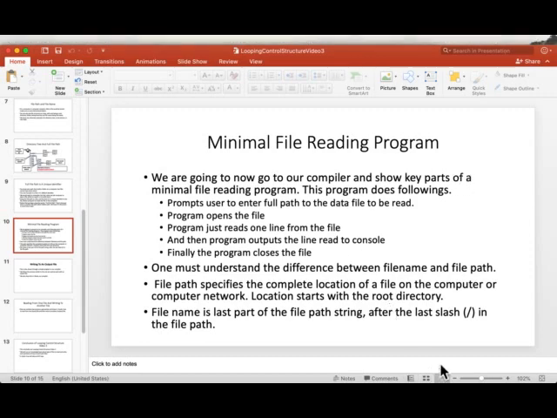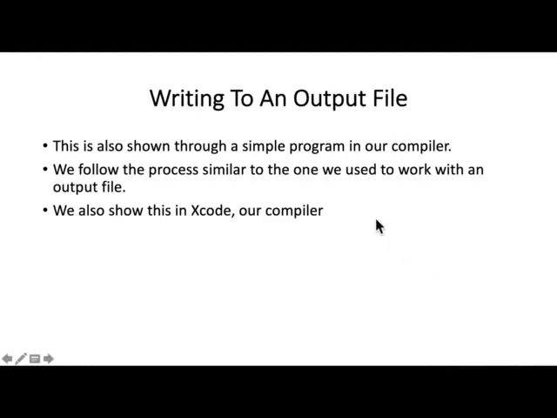So what is our next program? Writing to an output file. So I'll just write something to an output file. We're going to show that also through a simple program in our compiler. We follow a process similar to the one we used to work with an input file. The steps to work with an output file are identical, except this time we are using a different object, ofstream. Otherwise everything is the same. And we're going to show this also to you in our compiler.